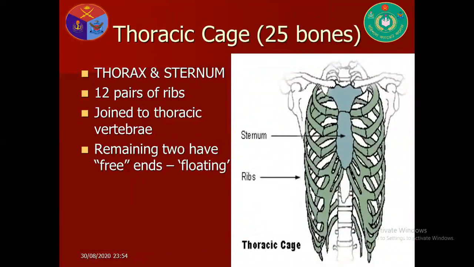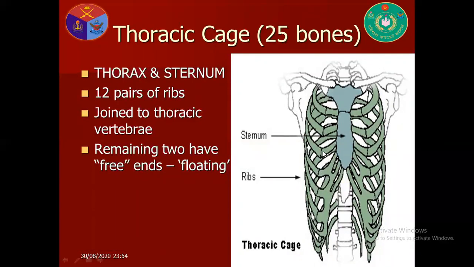The thoracic cage consists of 25 bones: the thorax and sternum, and 12 pairs of ribs joined to the thoracic vertebrae. This is the sternum. The first part of the sternum is called the manubrium, and the other part is called the trunk. These are the ribs, and their number is 12 pairs.